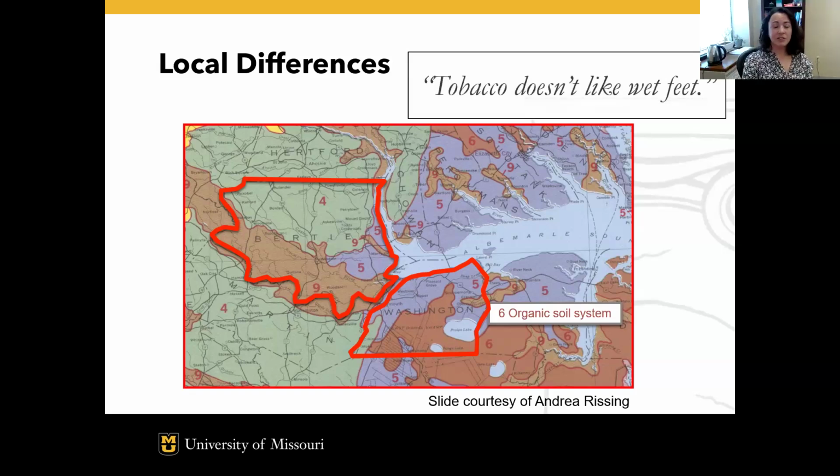And so that led to different types of crops being suitable in different places, right? Pretty clear and obvious differences here. Like tobacco doesn't like wet feet, which means that we had a lot of tobacco production in Bertie County, but not in Washington County, which had this really rich, moist, organic soil.